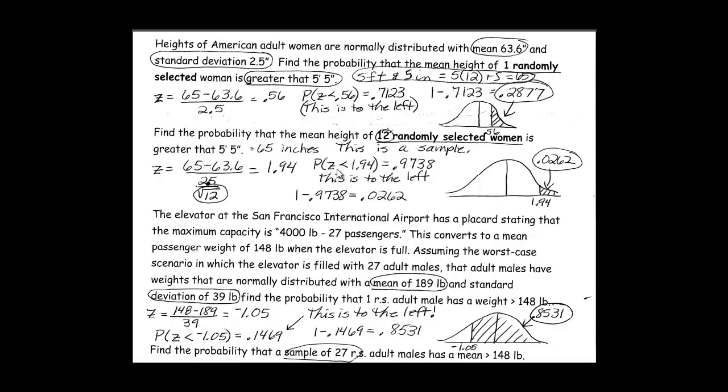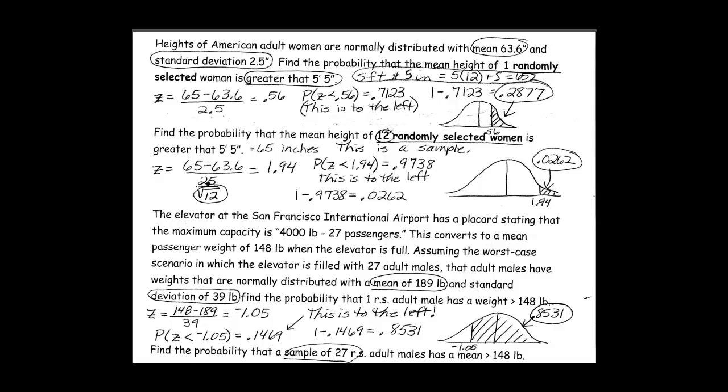We go to the normal distribution to find the probability associated with a z-score of 1.94, and holy cow, we get a really high value of 0.9738. We take that away from 1 and we're left with 0.0262. So when we look at a sample, our probability of getting a sample of women whose average height is at that height is much smaller. It's just very unlikely that we would get that.